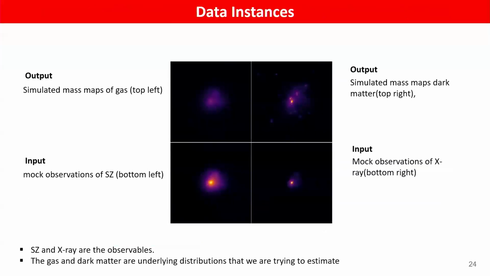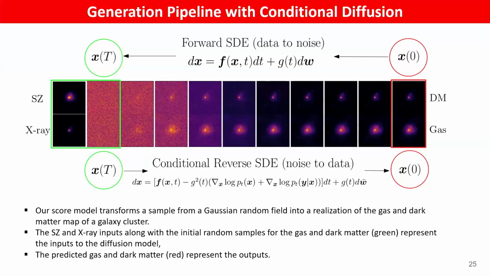And this is how our data instances look. Our input was the SZ images and the X-ray images, and the output that we wanted to estimate is this map of gas and dark matter distribution. So from these, the goal was to estimate these. We used score-based conditional diffusion for this, and the results looked pretty good, so I just wanted to show it here. This was our input. We started from some Gaussian noise, and then during the reverse diffusion, we converged to the estimated dark matter and gas distributions.